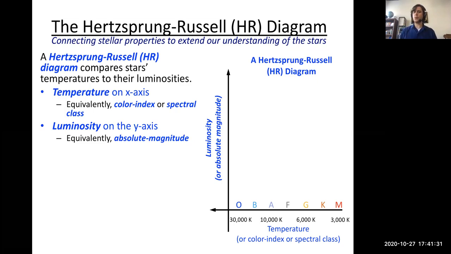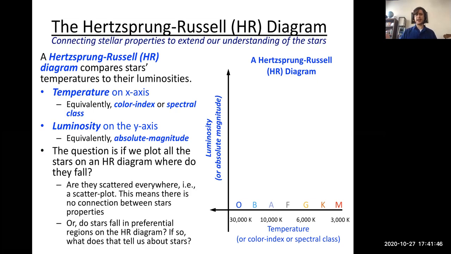So now all we're going to do, and this is what Hertzsprung and Russell were really interested in doing, is look at the surface temperatures of the stars versus how bright they are and see if there's any sort of rhyme or reason. See if these properties connect in fundamental ways.